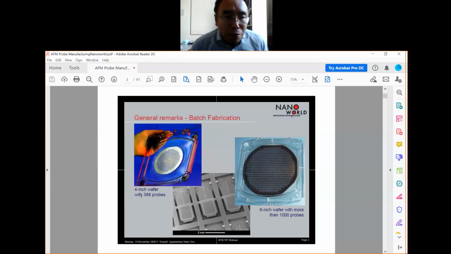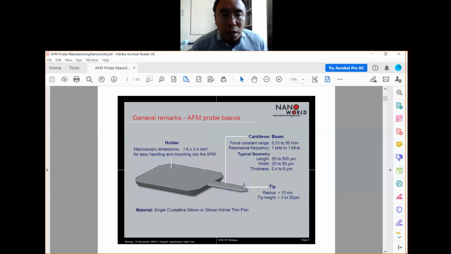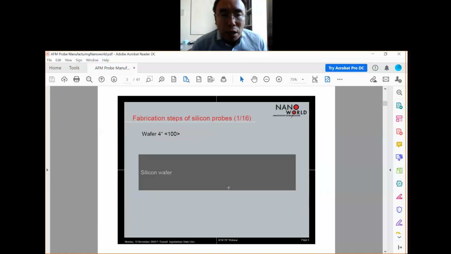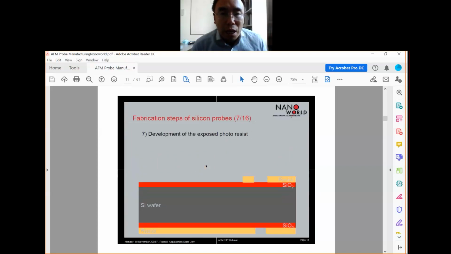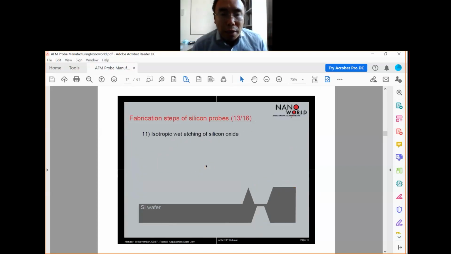A 4-inch wafer gives you about 400 tips. A 6-inch wafer gives you about 1,000 tips. This is the tip. You use the tweezer to take the tip out. This is the tip dimension, the side view. This is the fabrication procedure. This one is the etching process. You can see the details later on.